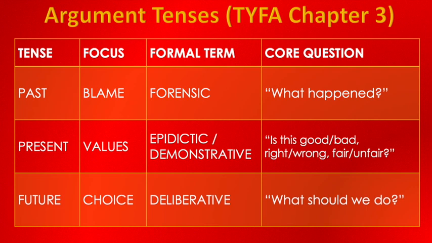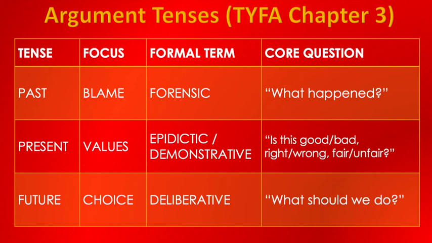And then future tense is focused on choice, and the formal term for that is deliberative. The question at the center of that is, what should we do? Examples of that would be deciding where to go eat dinner, or what movie to watch, or what kind of decision we should make about going to school in person or taking our classes online. Those are all future tense arguments. Present tense arguments are the ones about whether we like or dislike things, and so on.